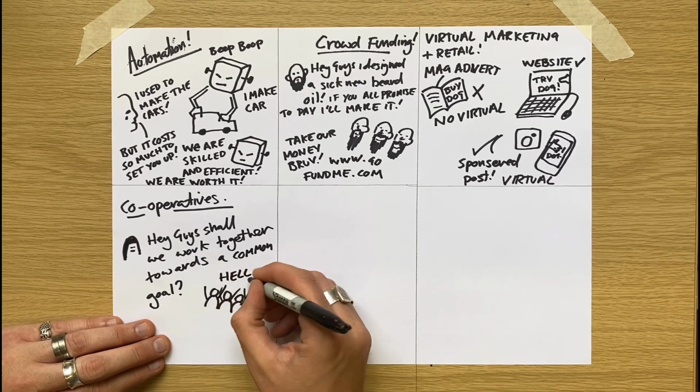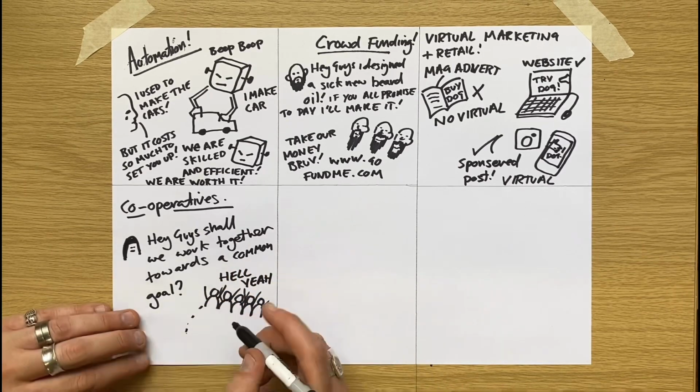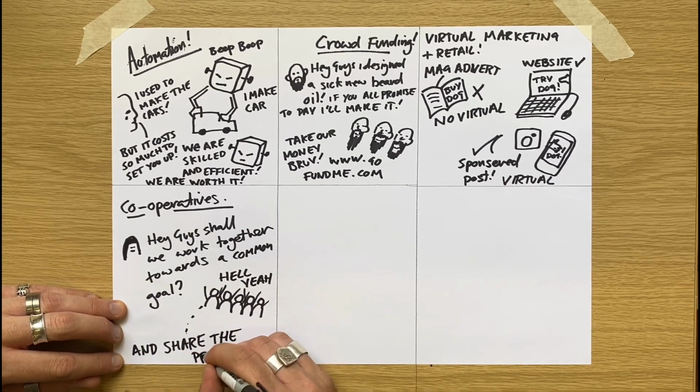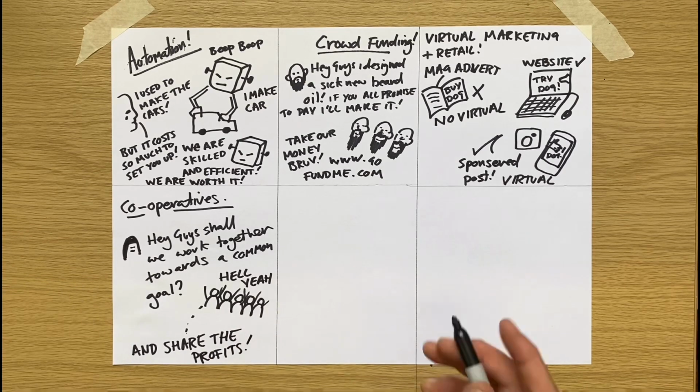So here, this person is saying, hey guys, should we work together towards a common goal? And they're going, hell yeah, and share the profits, which is this utopian example of a cooperative.